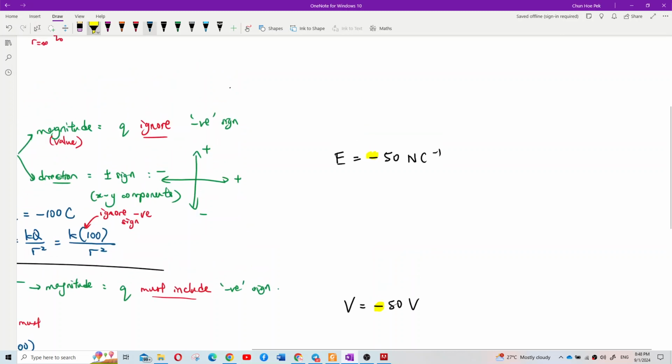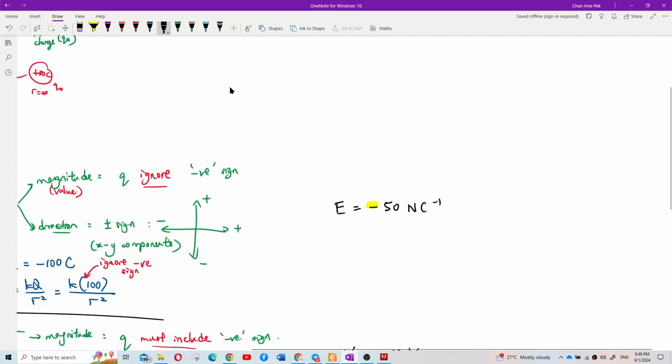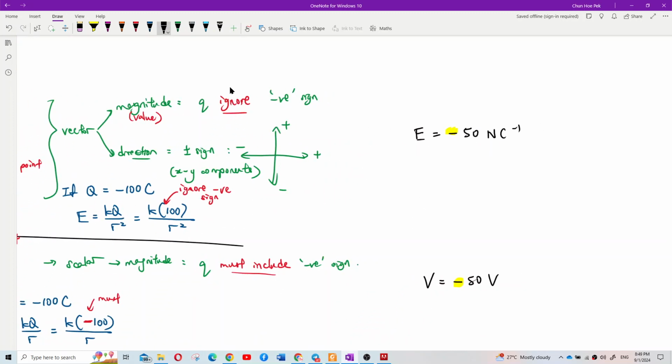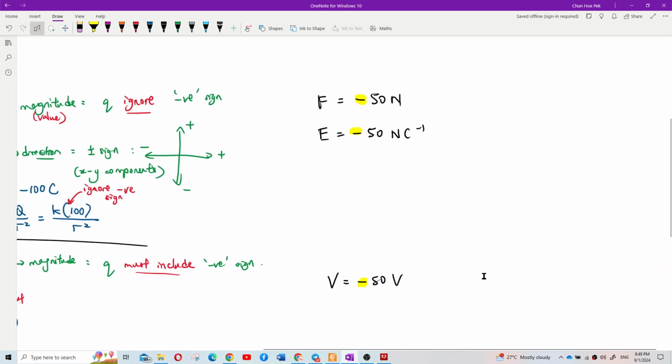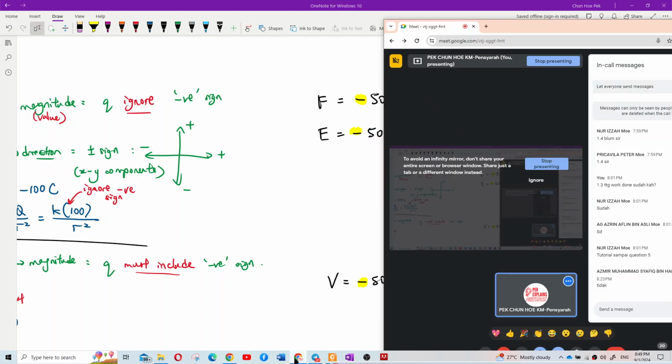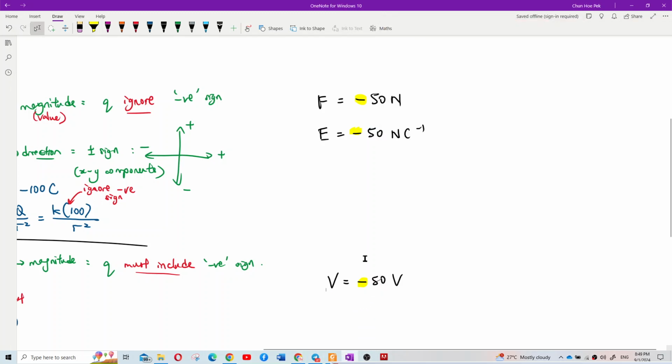Let me give another example. The force, same thing. Force equal to negative 50 Newton. What does it mean by negative 50 Newton? What does it mean by negative 50 Newton per coulomb? What does it mean by negative 50 volt? Can somebody tell me?